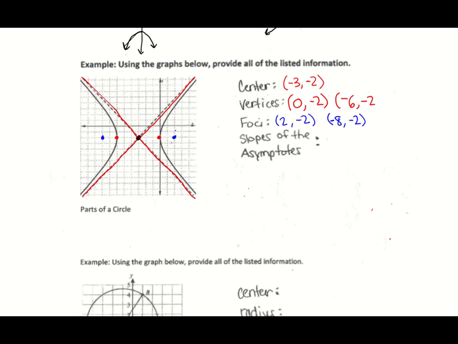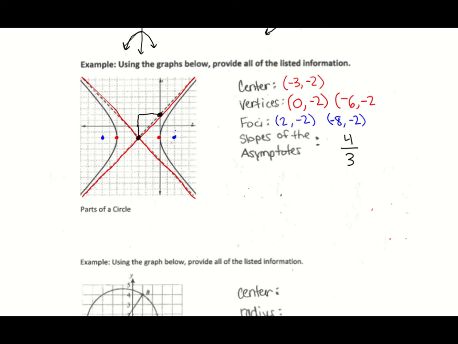And then I need to find a point where it crosses. So it looks like it crosses right here. So if I start at my point on the left, I go up 1, 2, 3, 4. So my rise is 4, and then my run is 1, 2, 3. 4 over 3 is my first slope.